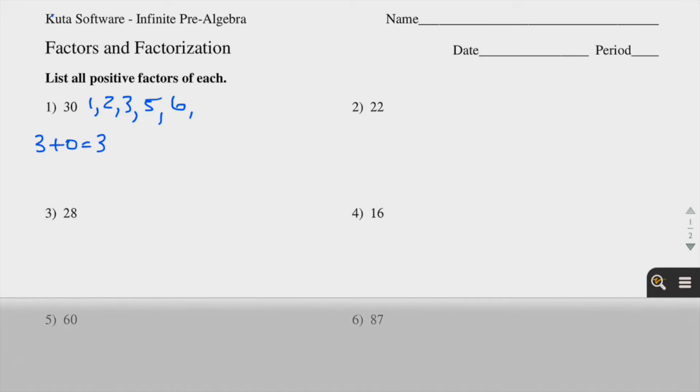Because the 30 ends in a 0, that's the rule for 10s. If the number ends in a 0, 10 is divisible by that number. So we can already put 10 for this one. We can check for 11.